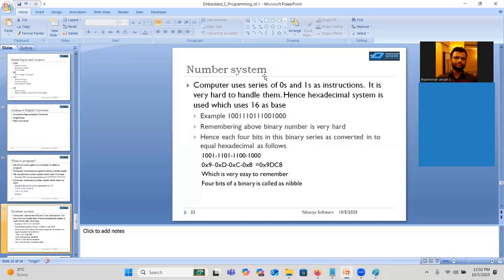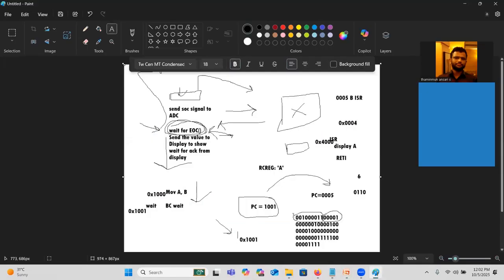The computer uses a series of zeros and ones as instructions. It is very hard to handle them. Hence, okay, this is the program. Can I remember this program in my brain and reproduce it without any problem? No. Agree? Both of you agree, right?